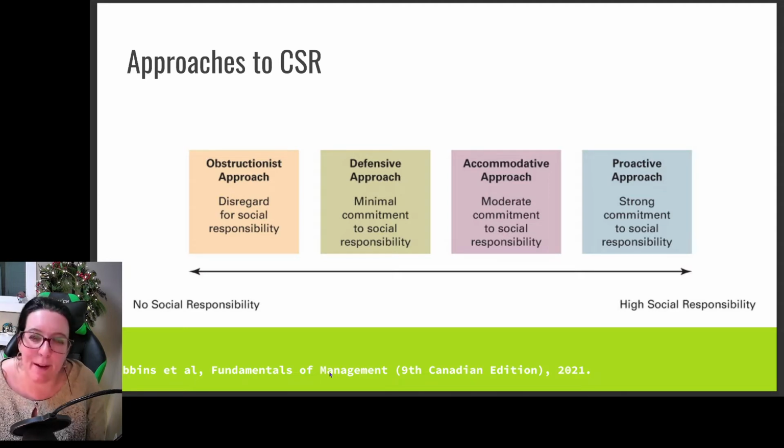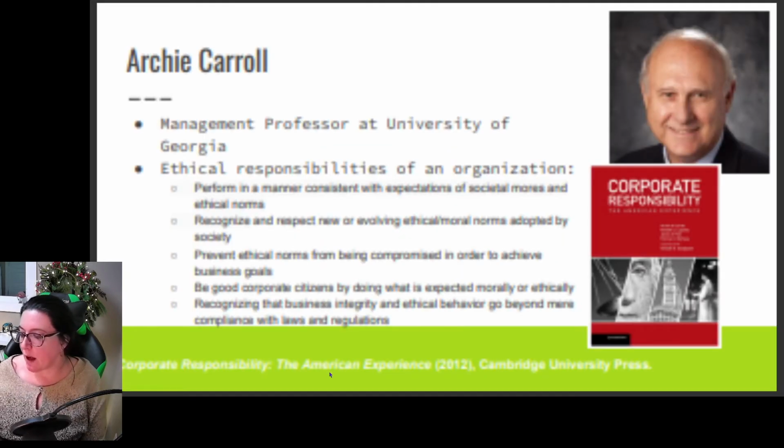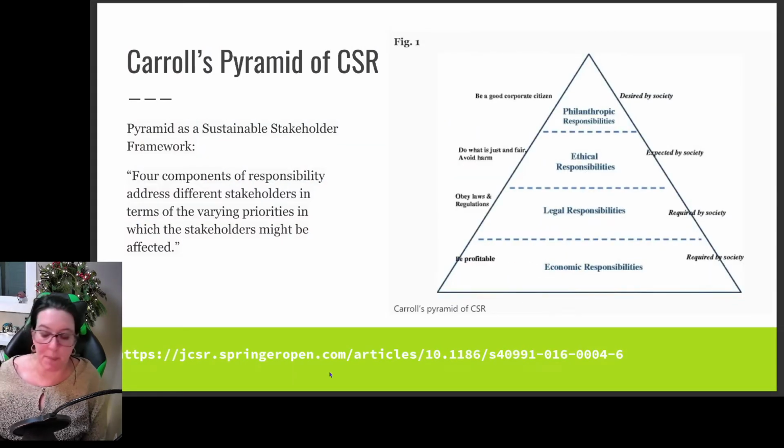With the accommodative approach, there's a moderate commitment to social responsibility. So you've satisfied the legal requirements, so we're on that second level of the pyramid. And there is an attempt to meet the ethical standards that are set by society in terms of avoiding negative PR. So if we think about these approaches to CSR, the obstructionist, the defensive, the accommodative, they really align with the parts of the pyramid.